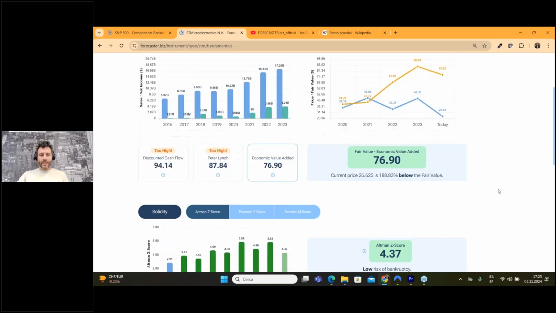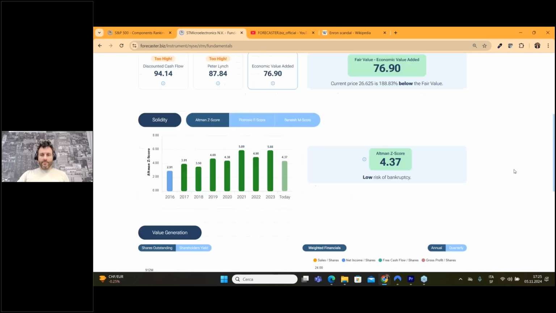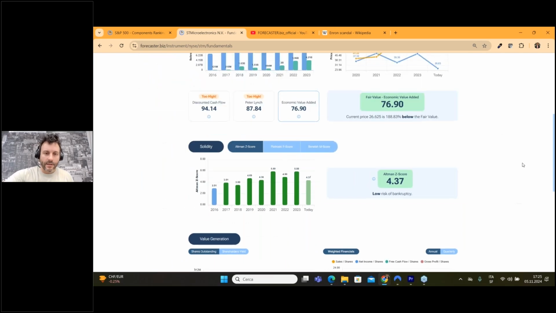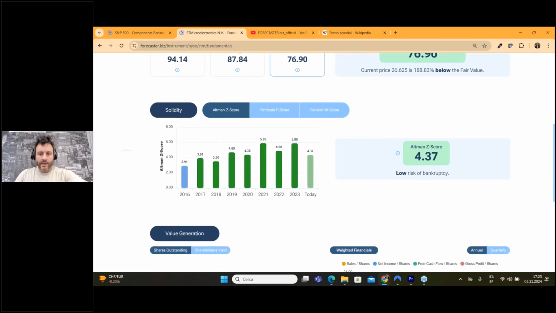Okay, so we can deep dive better in the analysis of the company, and as you can see, we have to understand if the company has a risk of bankruptcy. And in this case, we do not have a risk of bankruptcy because look, this company has a 4.37 Altman Z-score. So we do not have a risk of bankruptcy at the moment.